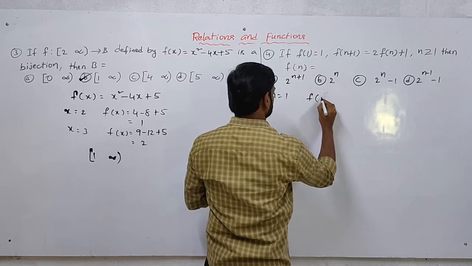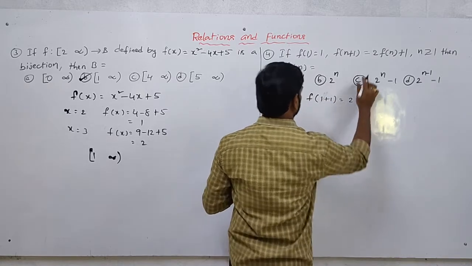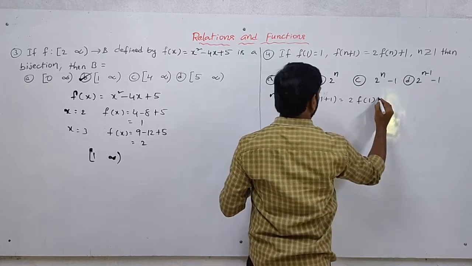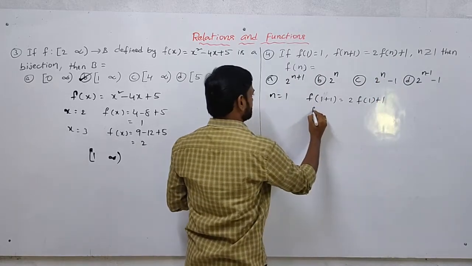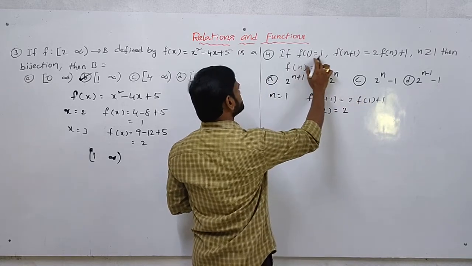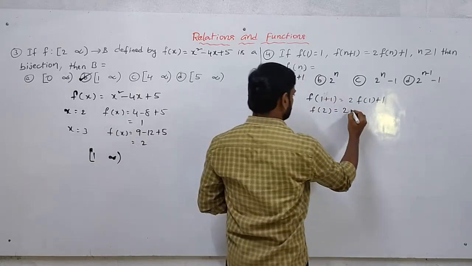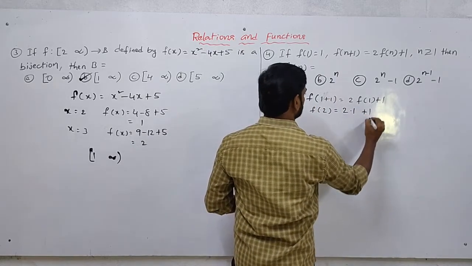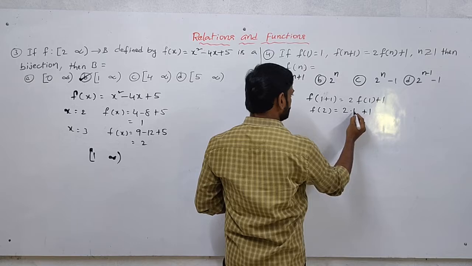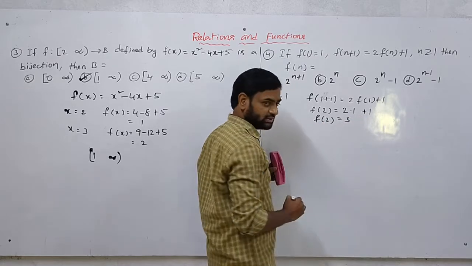Here n value is 1. f of 1 plus 1 equals 2 into f of 1, so f of 2 is equal to 2 into f of 1. f of 1 is already given, that value is 1. Substitute: 2 into 1 plus 1. So 2 into 1 is 2, 2 plus 1 is 3. So f of 2 is 3.